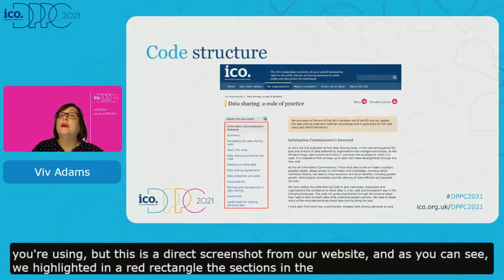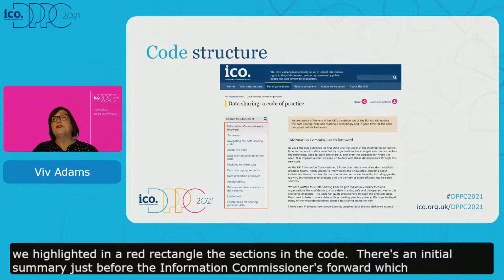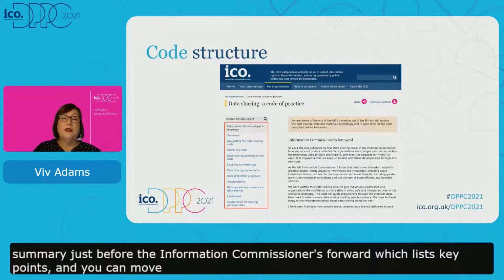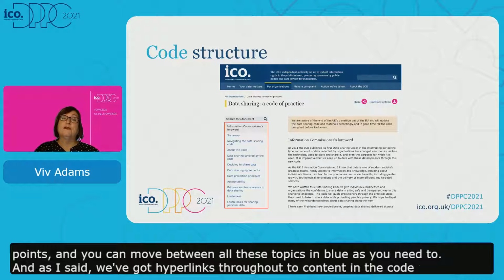There's an initial summary just before the Information Commissioner's foreword, which lists key points. And you can move between all these topics in blue as you need to. And as I said, we've got hyperlinks throughout to content in the code and to ICO website guidance, as well as to external content.